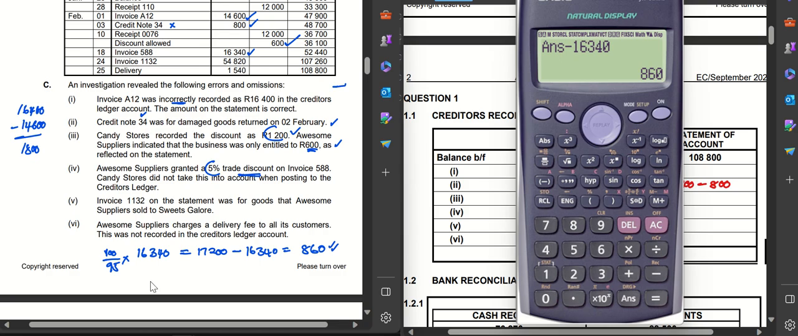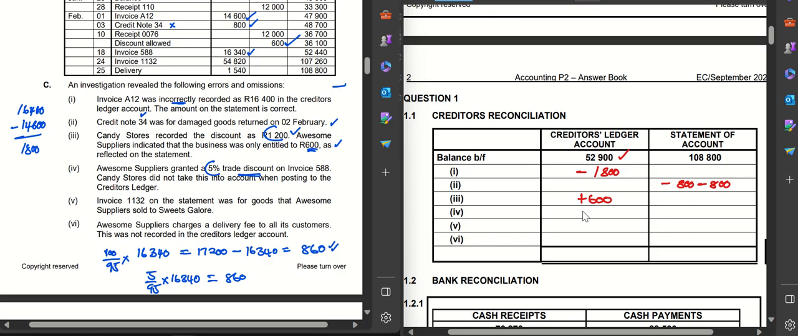Are we together? Someone would have simply just said 5 over 95 multiplied by 16,340. It would still have given you 860. That is the discount that we did not record. So we need to record that discount of 860. So that means we come here, then we're going to say minus 860. That is the discount that we must record, minus 860. Let's go to number 5.